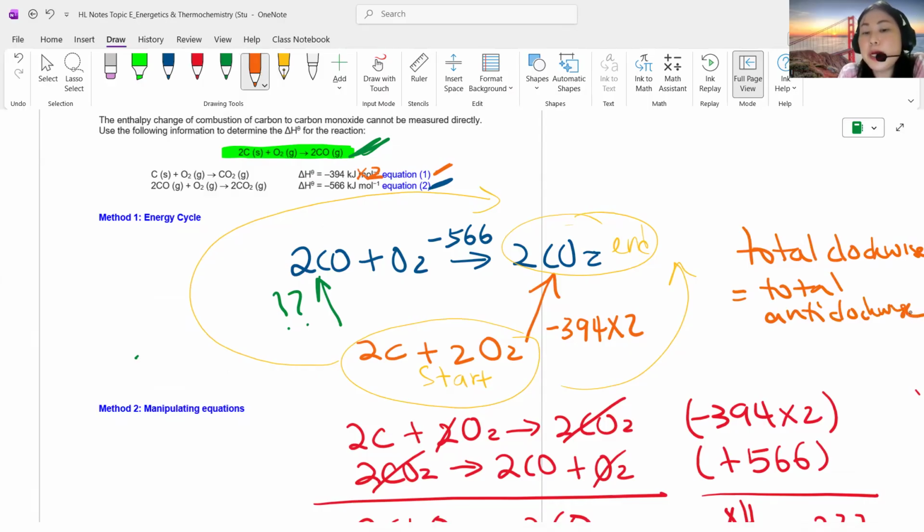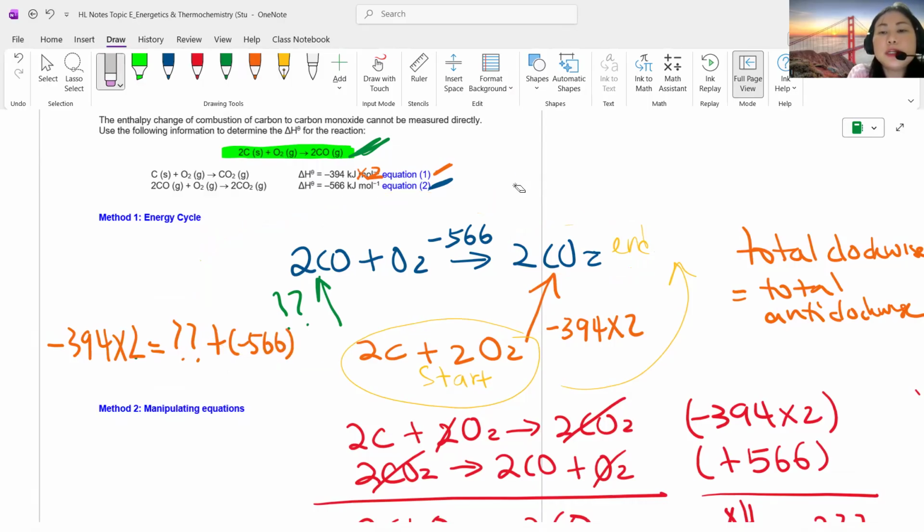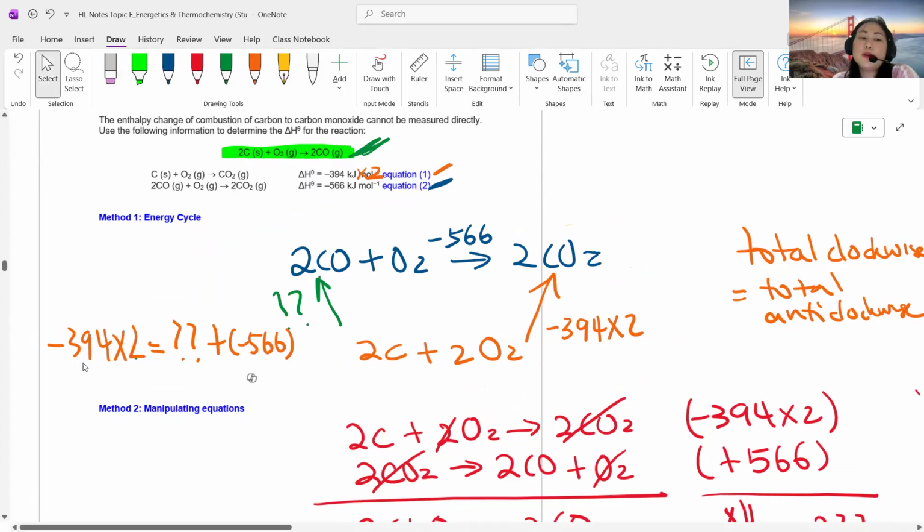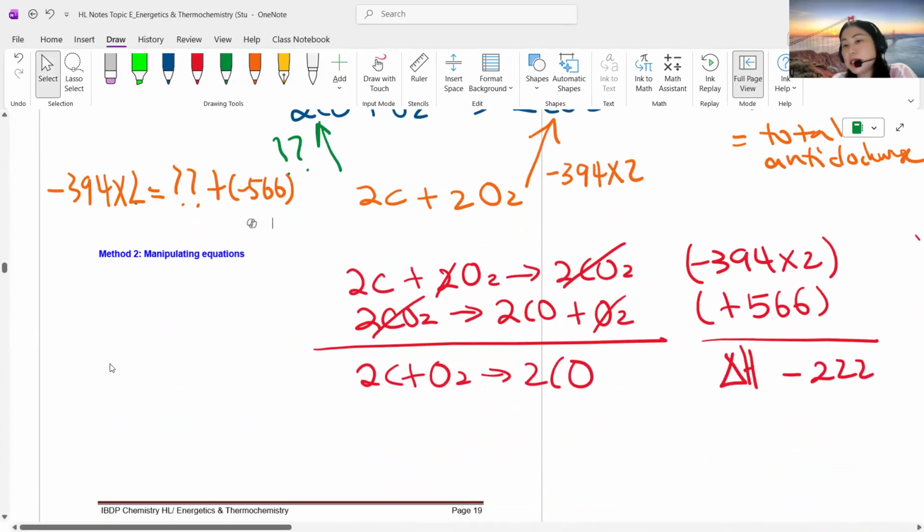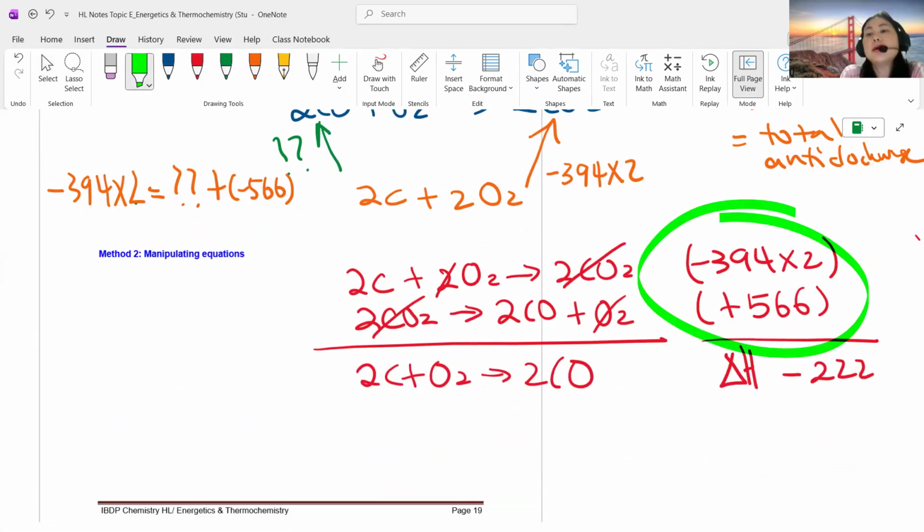All right. But if you find start and end easier, then you go start and end. So this path should equal this path. So this path over here is minus 394 times 2. And it should be equal to question mark plus minus 566. So then you can solve your equation and make question mark on one side. So question mark will become minus 394 times 2 plus 566, which is what we are doing here. Can you see? It's the same outcome.